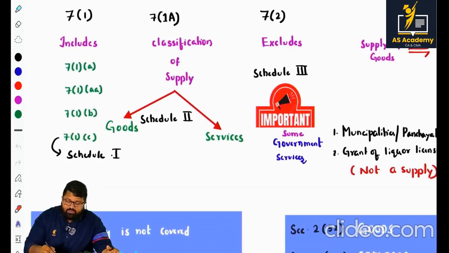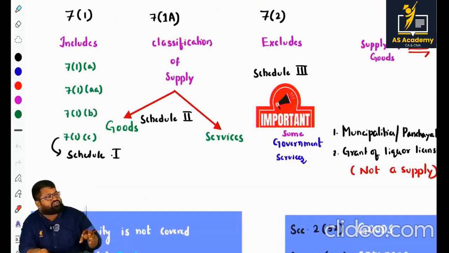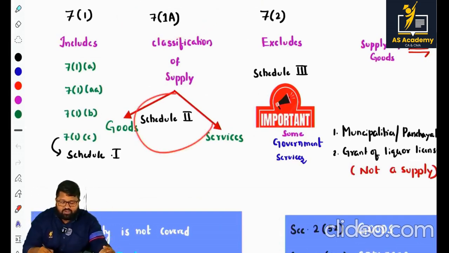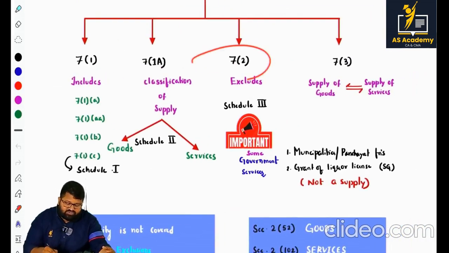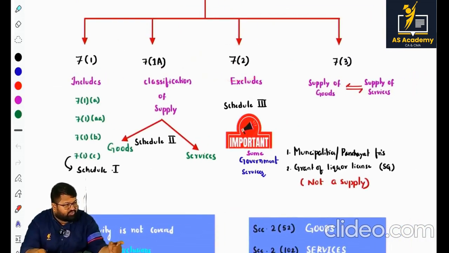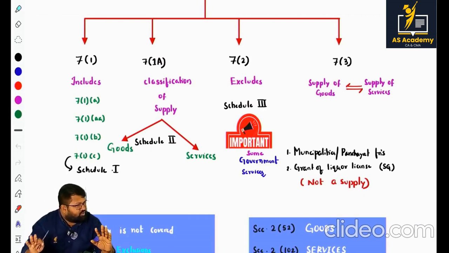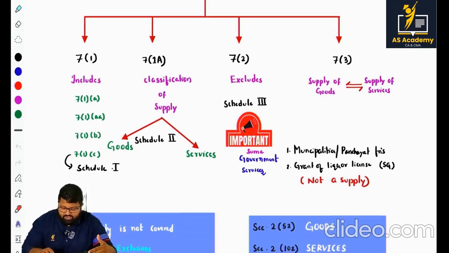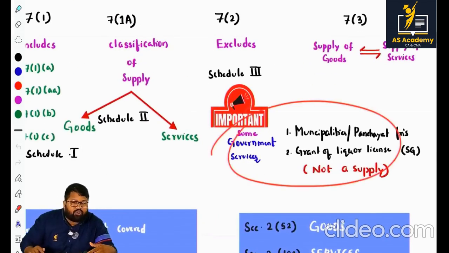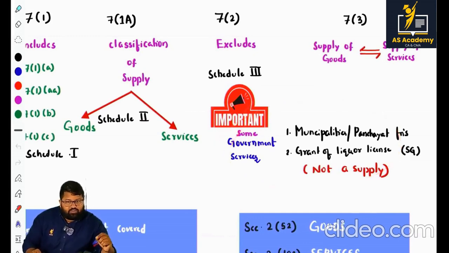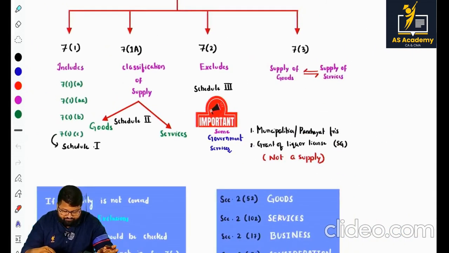Okay, and what about 7.1A, ma? Classification of supply into goods or services. What is the schedule number there? 2. What about 7 subsection 2? Excludes. This is also known as what type of list, ma? Negative list. For our knowledge, we can tell that it's a negative list because they are excluded basically. Sir, mainly these two are important. What are those two, ma? Municipal and panchayat functions and grant of liquor license. Okay, they are not a supply part.